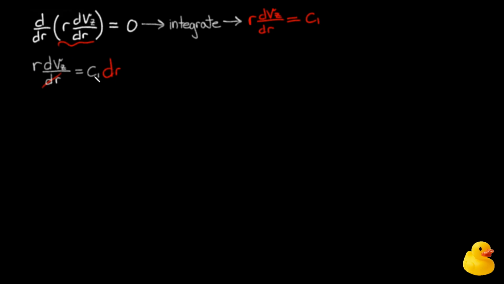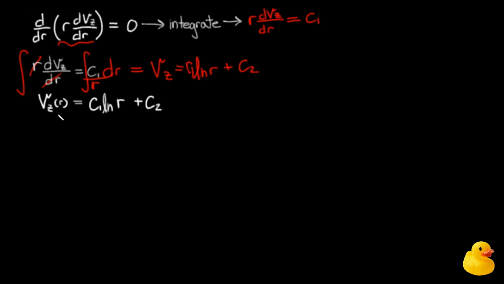Now we could multiply both sides by dr, so dr goes here, and then we move the r term to the right as well, and then we can integrate both sides again, so that will give us vz equals c1 times ln of r plus c2, and I'll rewrite that here. Okay, so now we have two unknown constants.